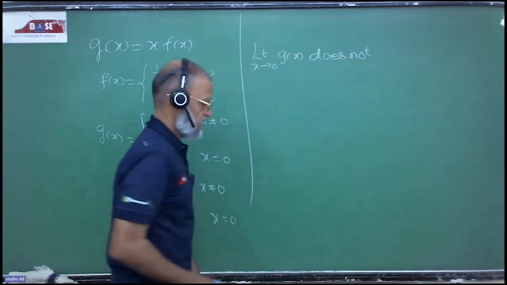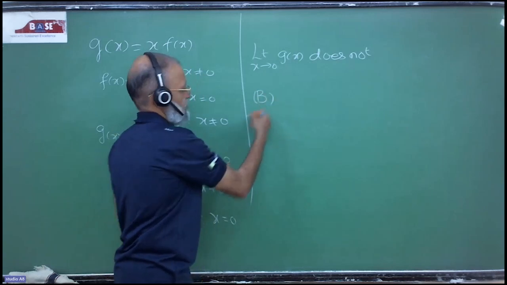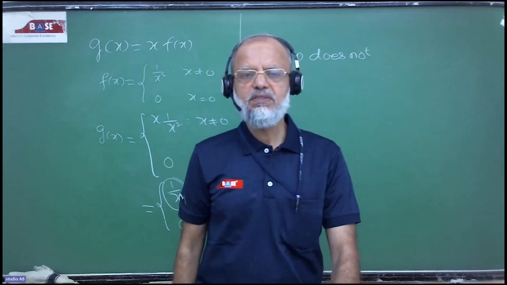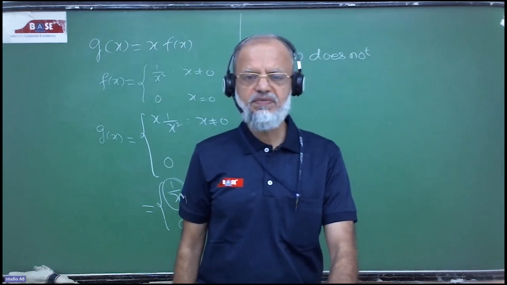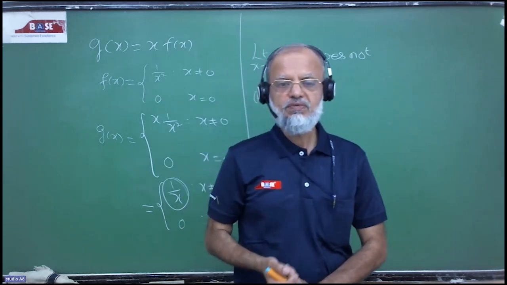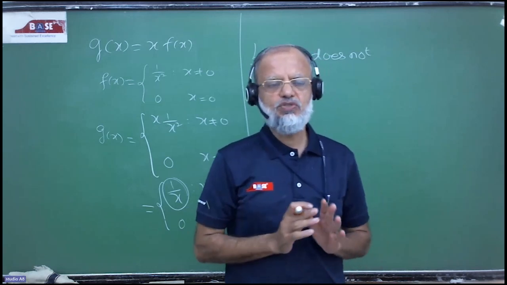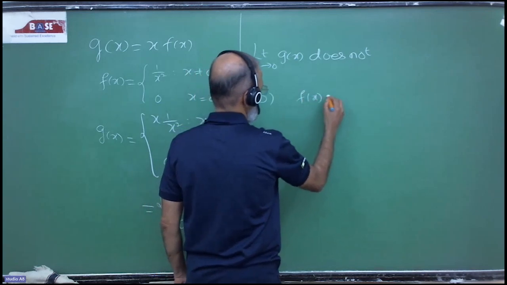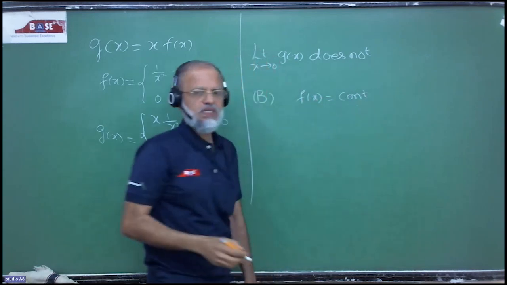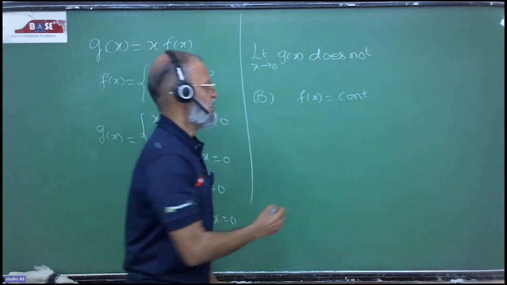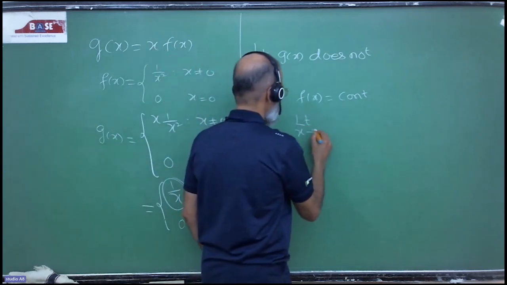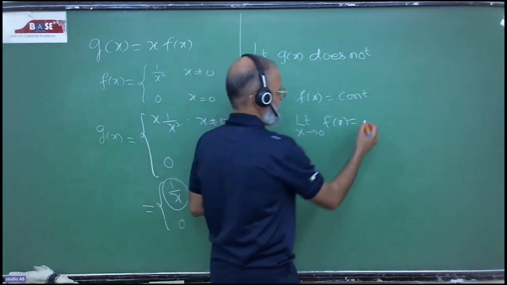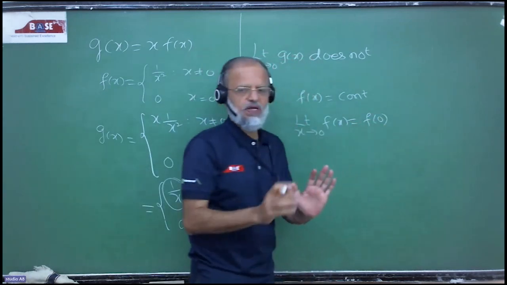So now let us go to the next option, that is the B option. If you see the B option, if f of x is continuous, then g of x is differentiable. So we have to see whether this is possible or not. It is given that f of x is continuous. What can I say? If it is continuous, then the limit as x tends to 0 of f of x will finitely exist, and its value is f of 0.